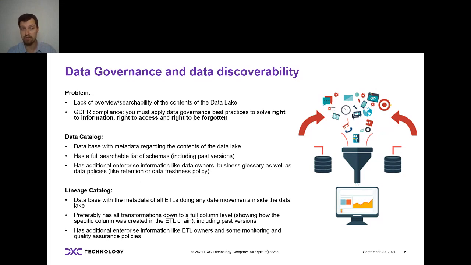You cannot actually not have it. So the right to information, right to access, and right to be forgotten. To solve these three, you absolutely have to have lineage. So actually, it's not only good for your data lake, but it's not an option if you're dealing with privacy data. You have to have it by law, right?